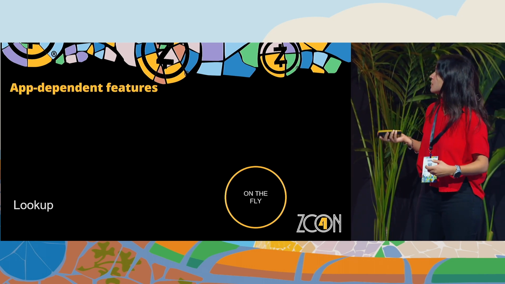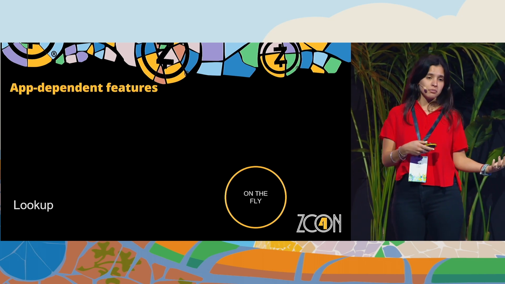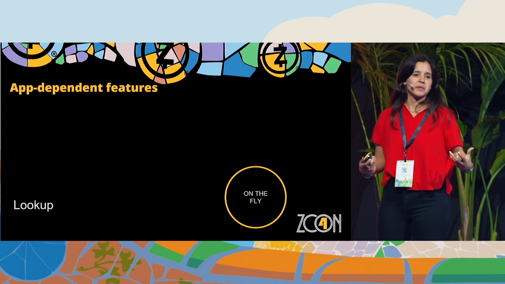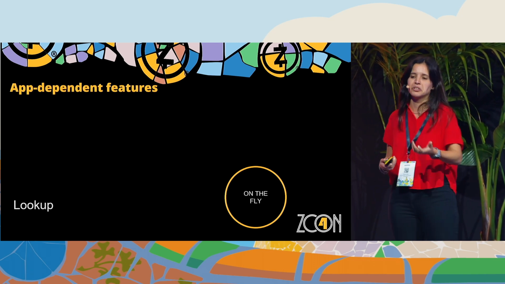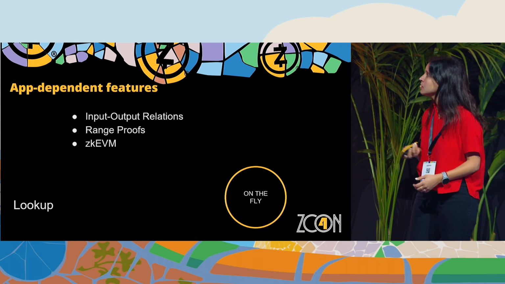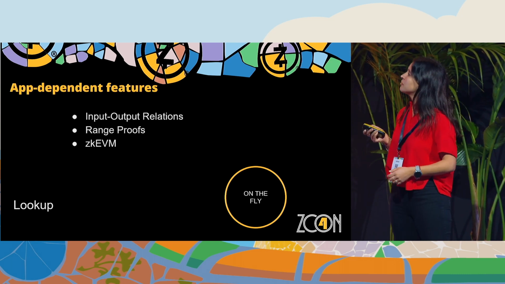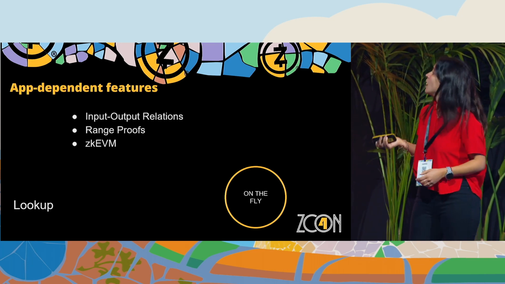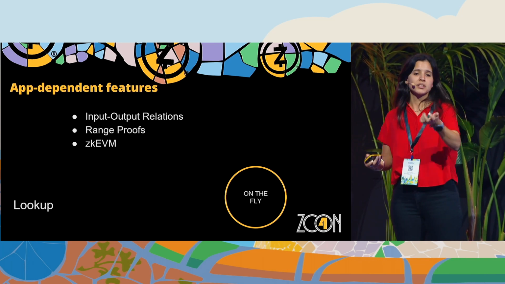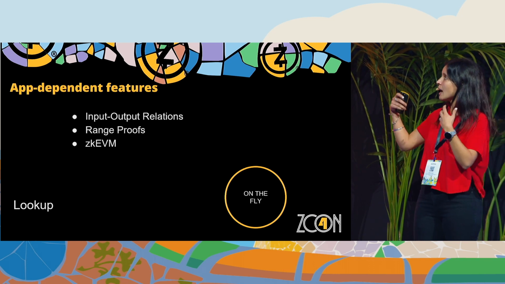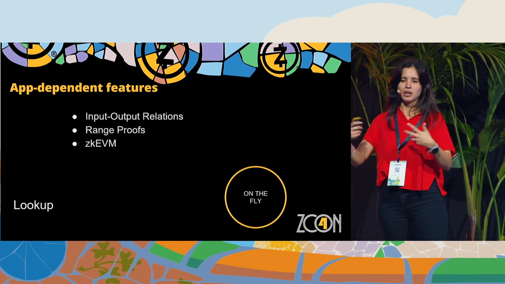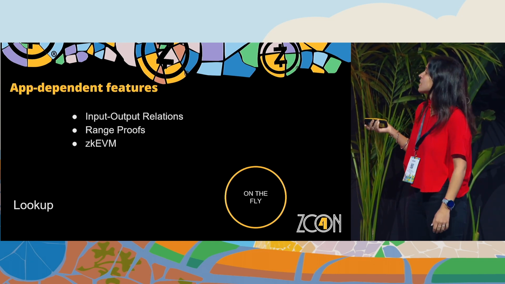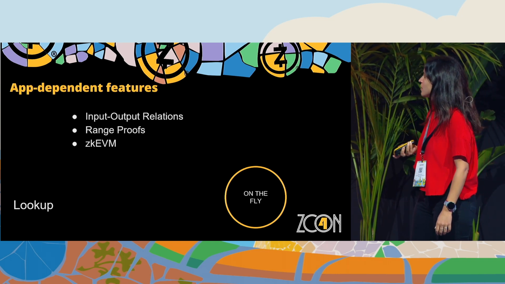This means that it's not fixed from before. It's not something that I knew in advance. But it's also not something that I want to keep secret. I'm OK with letting you know which lookup I'm performing. And you can think of this for range proofs when the witness is not something secret, and input-output relations. When I do a table on the fly, when I have a dynamic table, and I compute something on it, it may be the case that I'm not interested in hiding it.